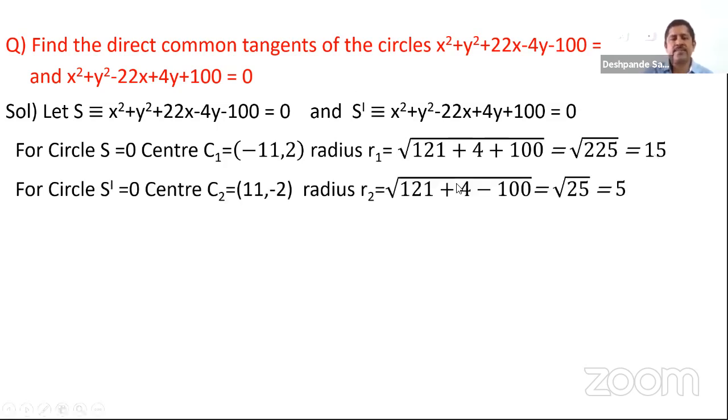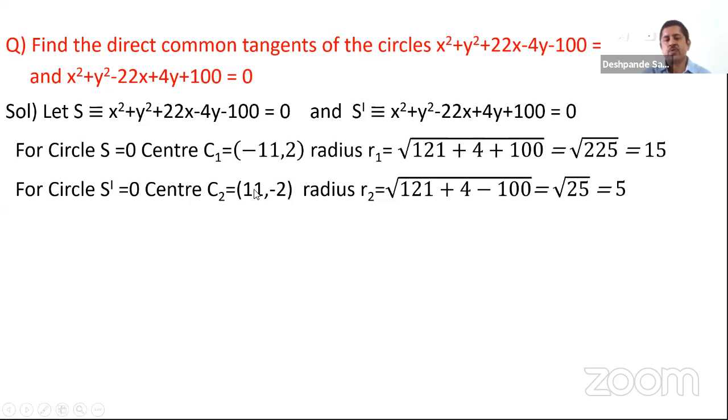Take the second circle, S dash. Here you have minus 22, so the center is going to be half of this, minus 11, half of this, 2, change the sign. So 11 comma minus 2.